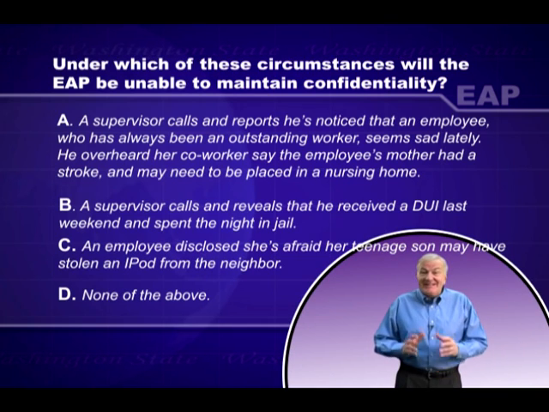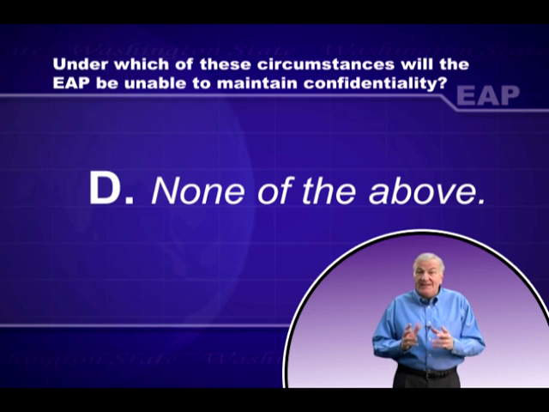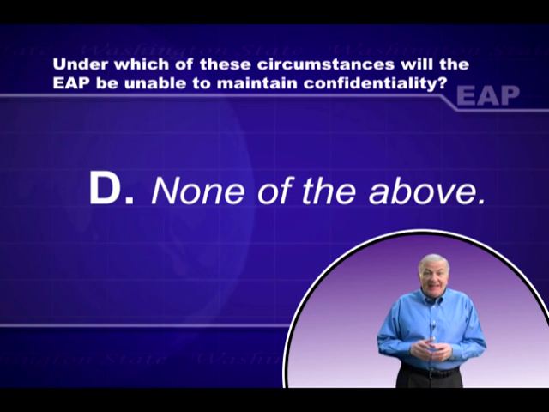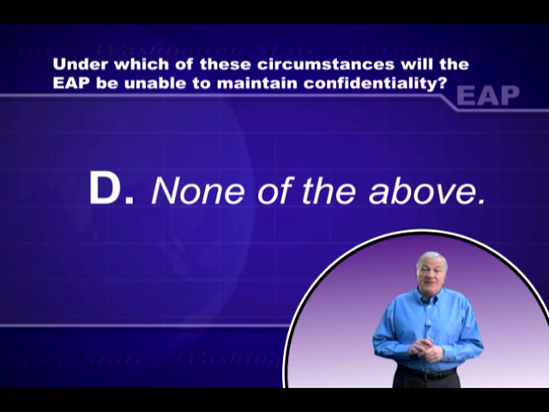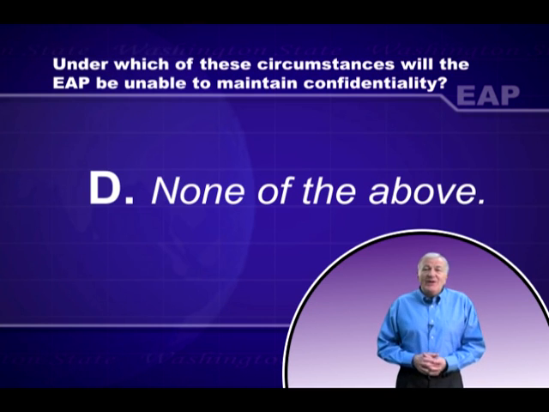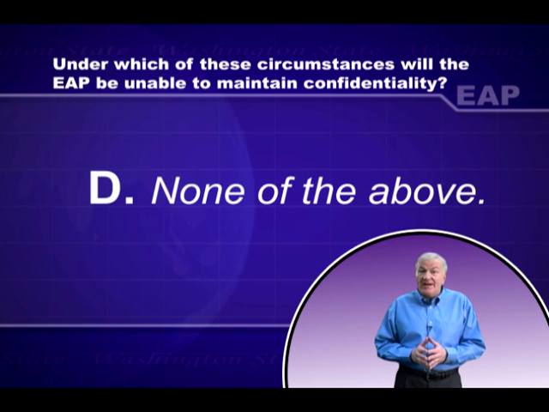The correct answer is D, which means that in all of those circumstances, EAP will maintain confidentiality. Exceptions to confidentiality are clearly spelled out in the Statement of Understanding. Every person reviews and signs this prior to an EAP appointment. When a supervisor suggests the EAP, but no job performance problems are identified, this is considered an informal referral, and the supervisor isn't notified if the employee contacts EAP.